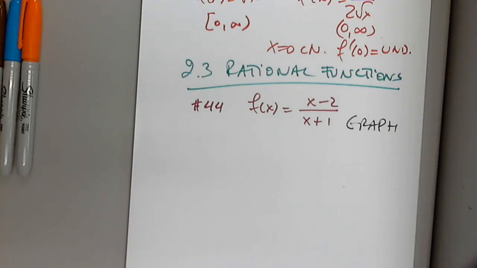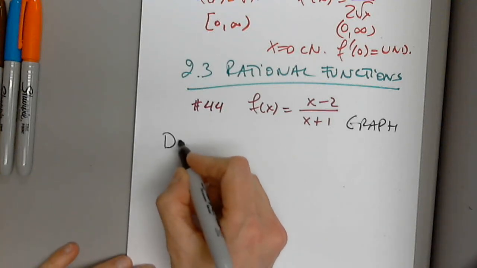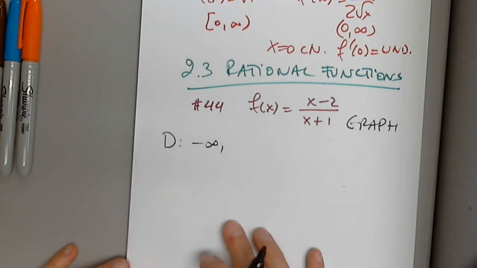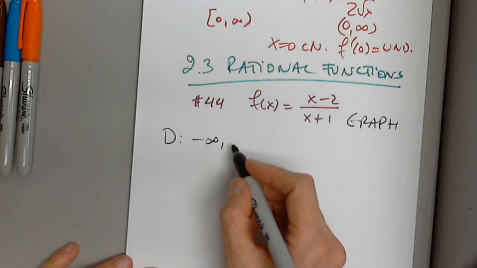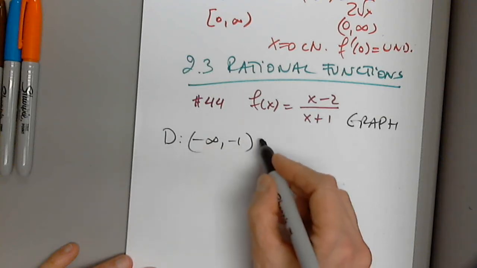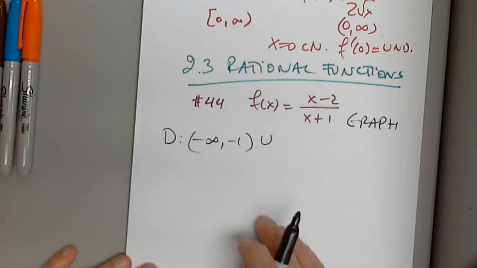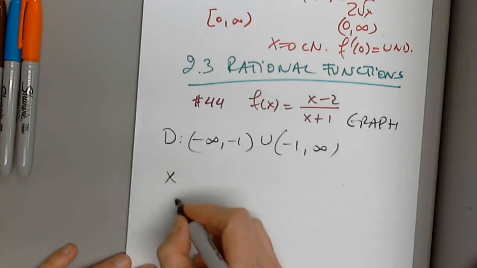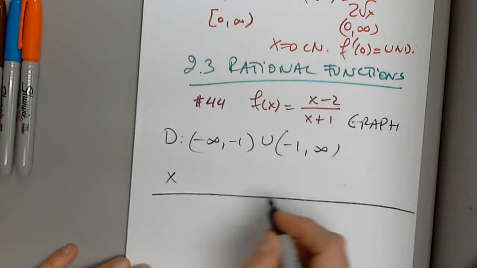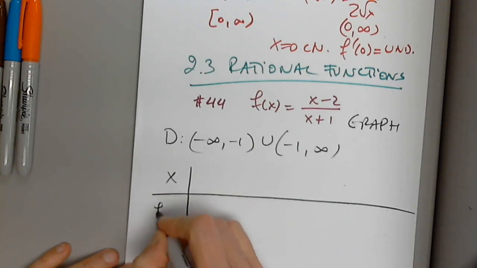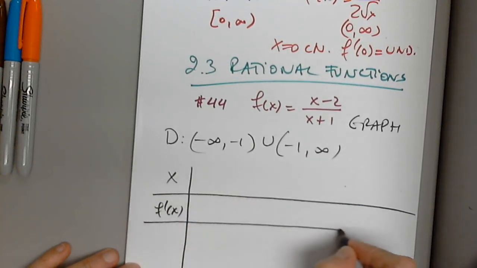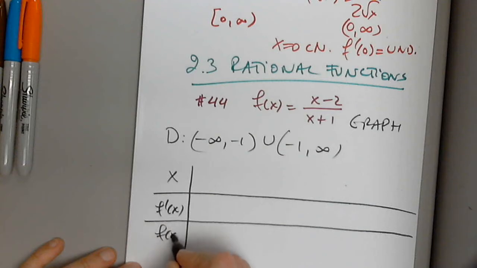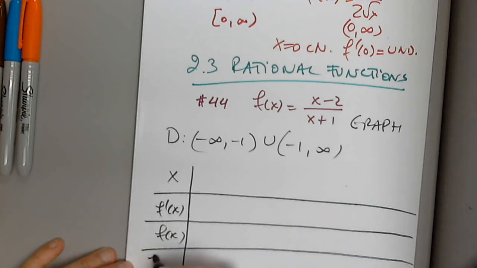So what is the first step then? It must be domain. So negative infinity to negative 1, union, we agree? Negative 1 to infinity. So let's get the table started. f prime, f of x, and f double prime.